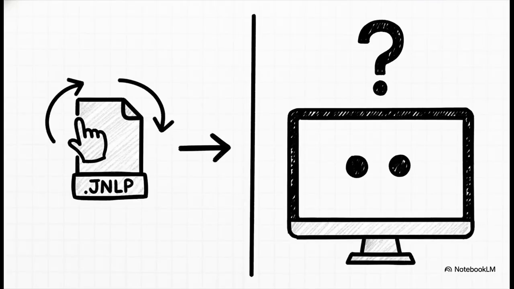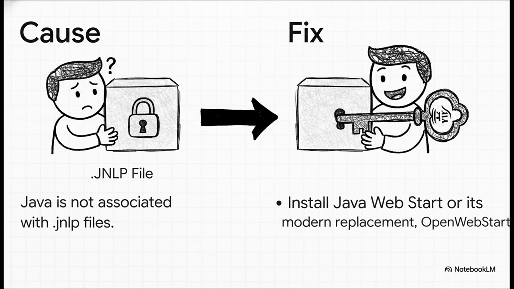Okay, problem number 2 is maybe even more frustrating because it's so anticlimactic. You click the link, the JNLP file downloads, you double-click it, and nothing. Not a thing happens. Your computer just sits there staring back at you. This one's actually pretty simple. It's a file association problem.